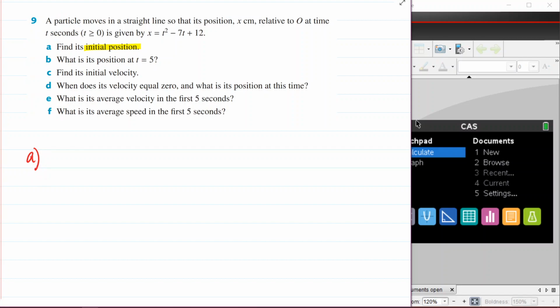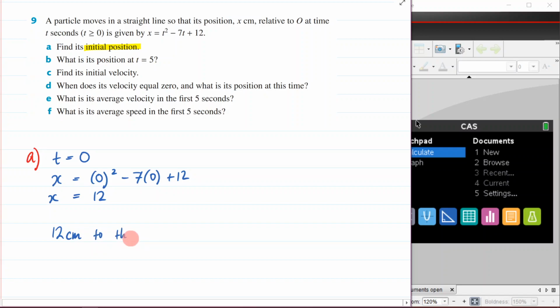So what we're going to do is simply go, well, when t is equal to 0, what is x going to be? So x is going to be equal to 0 squared minus 7 times 0 plus 12. x is going to be equal to 12. That is going to be the initial position. And remember, we should write down what this actually means. What this means is it's 12 centimeters to the right of O. Let's highlight that and move on. That is A. Done.